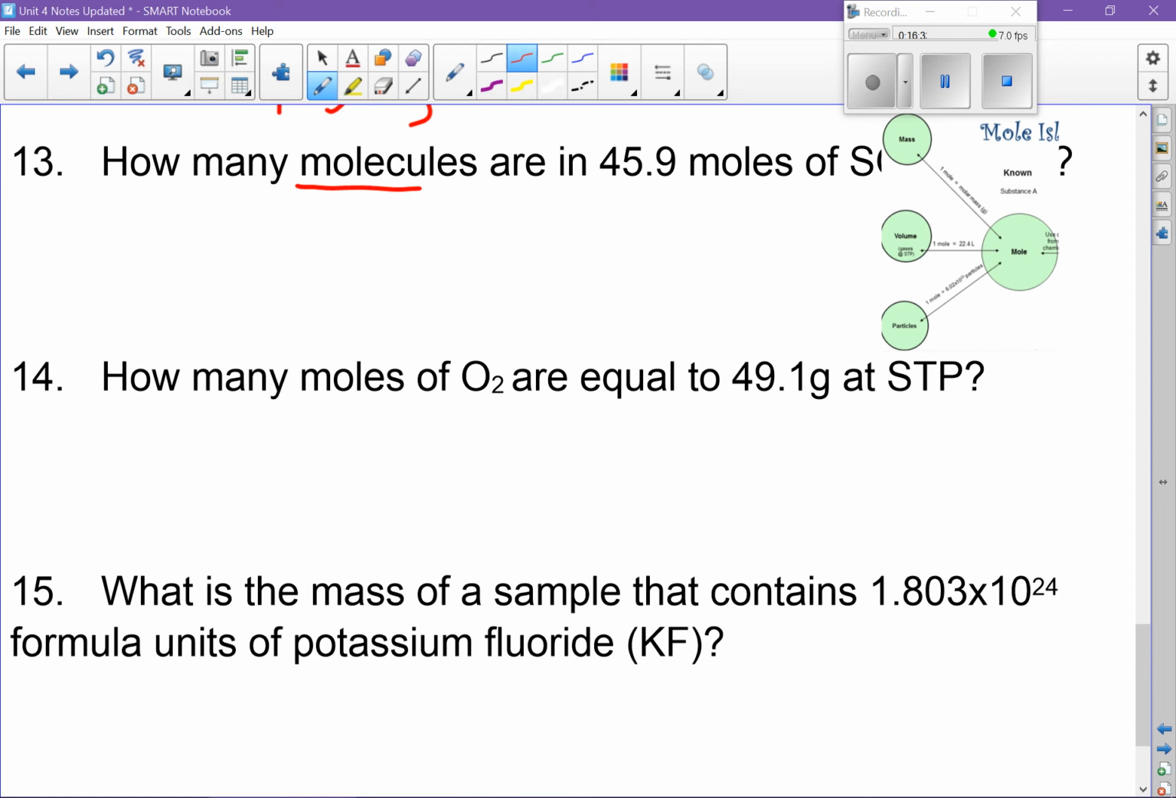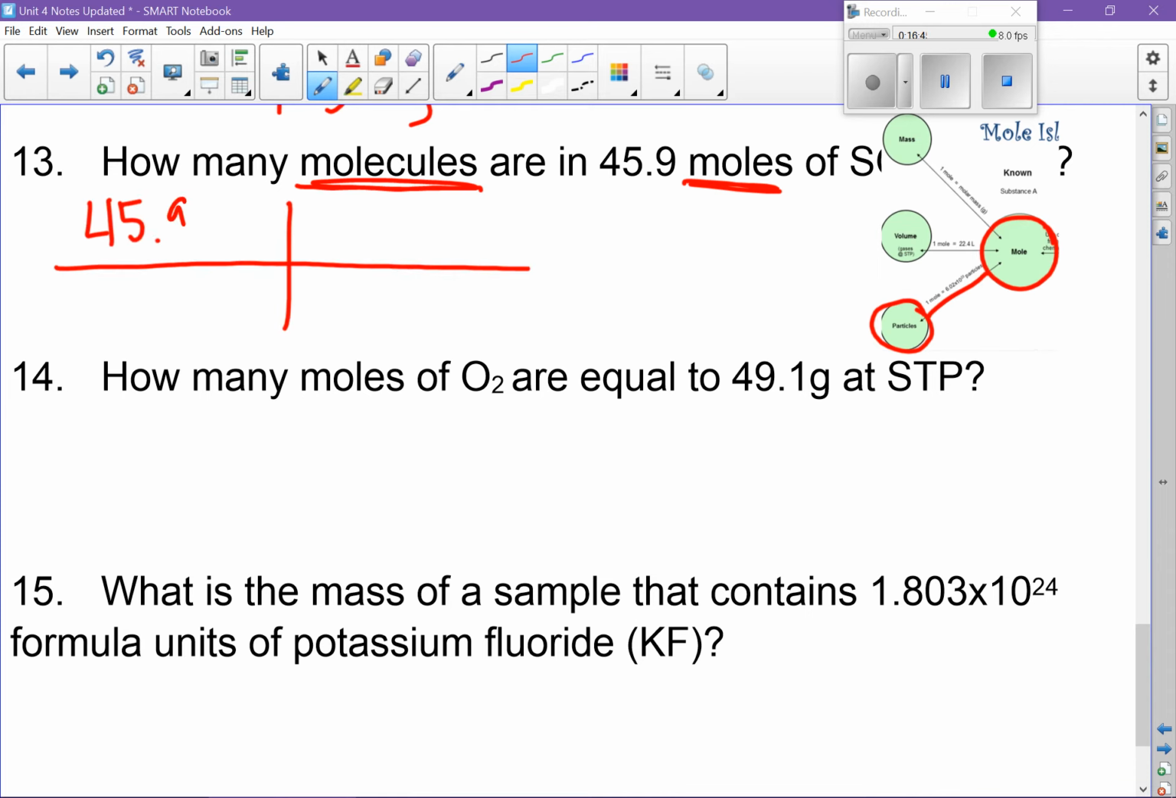In this question, I see molecules and I see moles. So molecules are a kind of particle. Moles are here. That's a one-step fence. So I have 45.9 moles to begin with. Then I move it down. Molecules, remember you can abbreviate MC if you'd like.